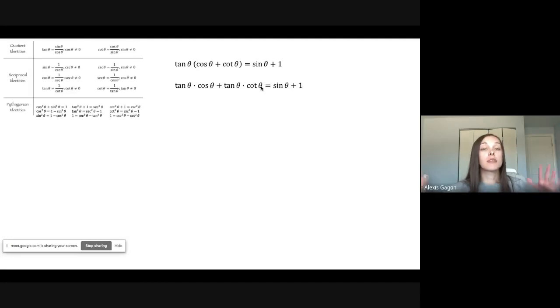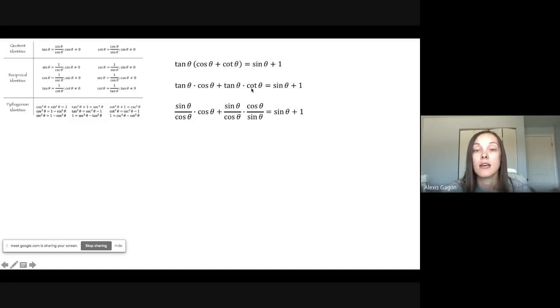Now, once I'm here, I'm going to switch everything to sines and cosines. So tangent is the same as sine over cosine. So that's going to be sine over cosine. That cosine just stays cosine. Tangent, again, is sine over cosine. Cotangent is cosine over sine. And then we can start canceling stuff. So these cosines there will cancel. These cancel and those cancel. So I'm left with sine of theta. Everything canceled there, so plus 1. And that equals sine of theta plus 1.